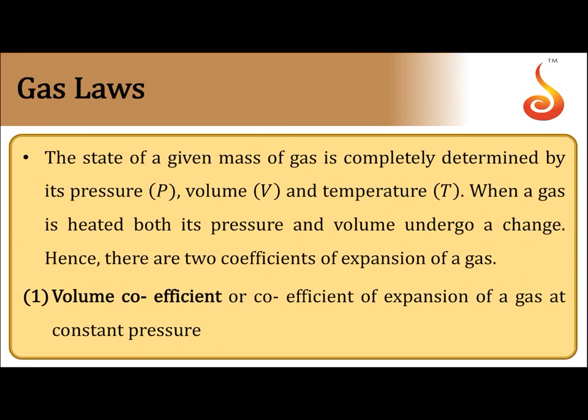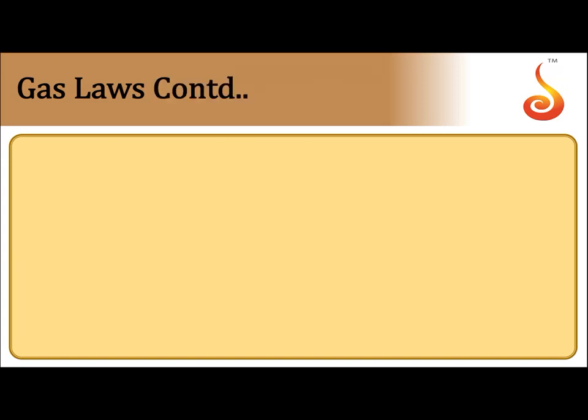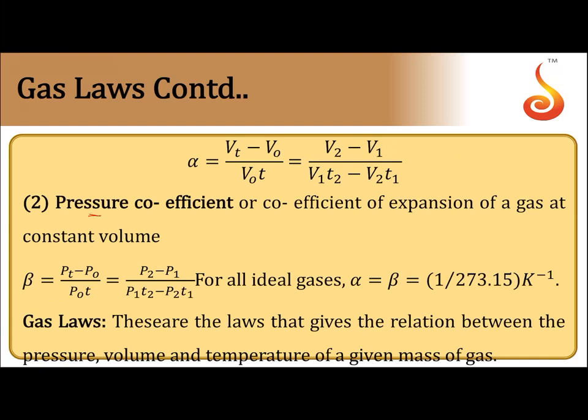Now coming to gas laws. The state of a given mass of gas is completely determined by the state variables, what we call pressure, volume and temperature. When a gas is heated, both its pressure and volume undergo change. So hence there must be two coefficients of expansion for gas. One is volume coefficient of expansion, or coefficient of expansion of a gas at constant pressure, and another one is pressure coefficient of expansion which is taking place at constant volume.